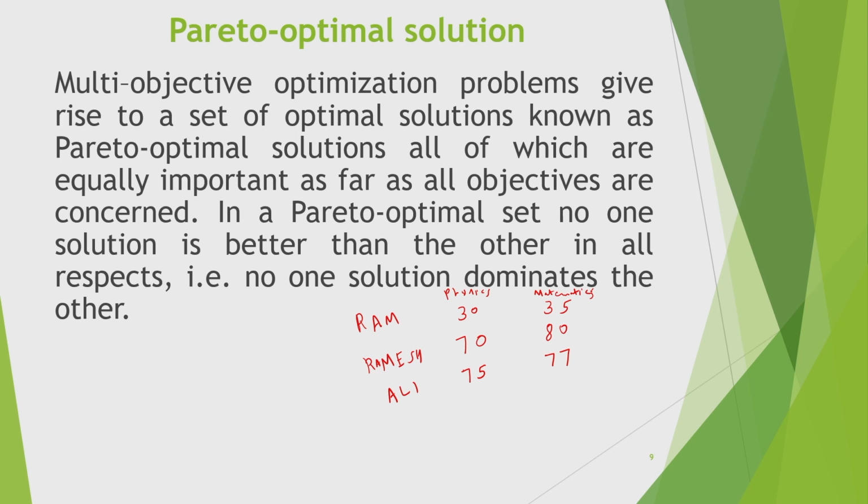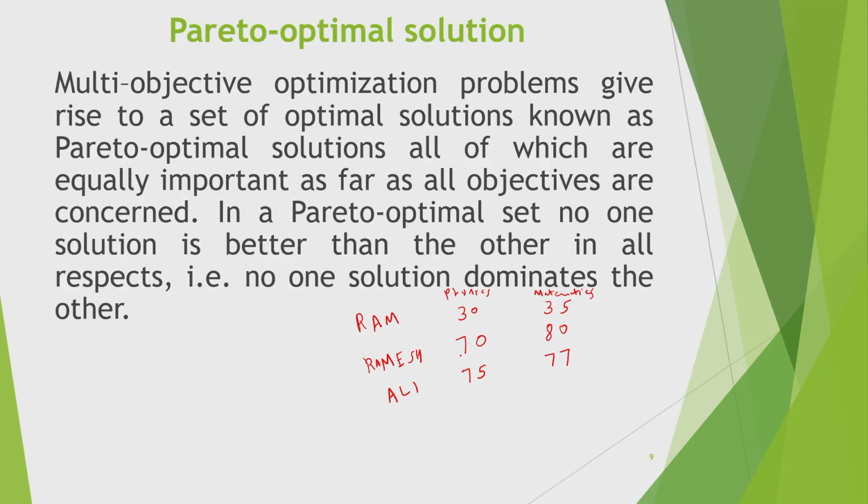So in this case, naturally we can say Ram is not a Pareto optimal solution. It is not optimum at all, because Ram has got very low marks. Both Ramesh and Ali are better in both the aspects. Suppose our objective function is what? Two objective functions. I want maximum marks in physics, I want maximum marks in mathematics. So both the things are separate. So naturally Ram is out, but Ramesh and Ali, we are not able to decide.